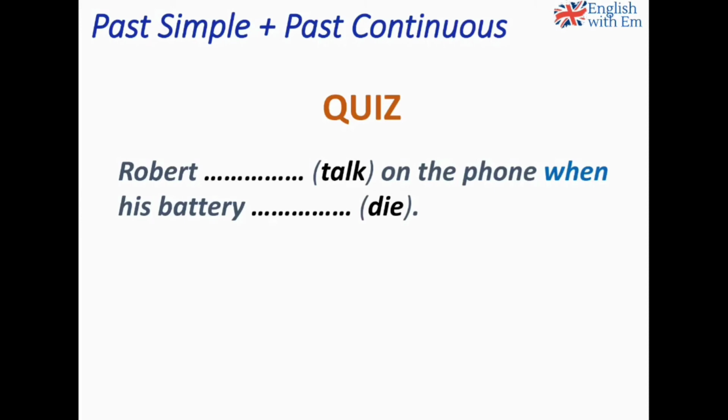Robert, on the phone when his battery. Robert was talking on the phone when his battery died. We use the past continuous for the longer action of talking, and we use the past simple for the shorter action of his battery dying, and we introduce the past simple with when.